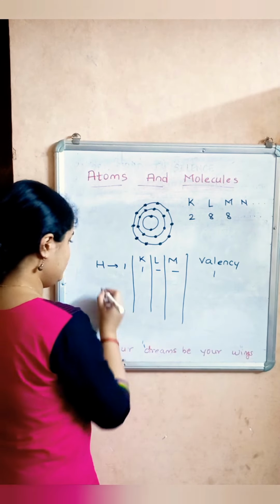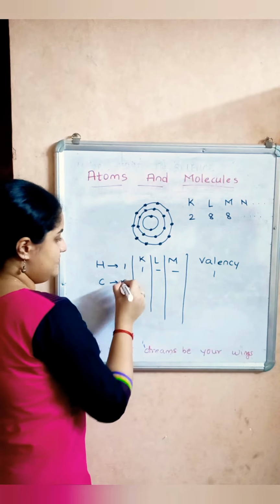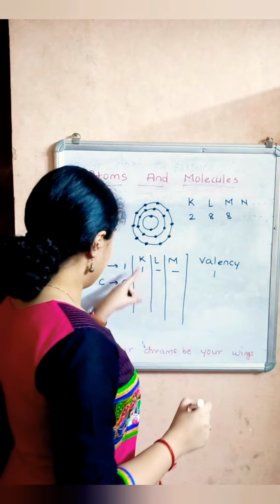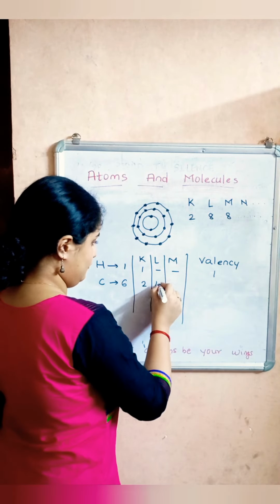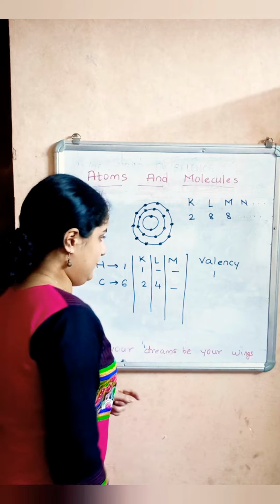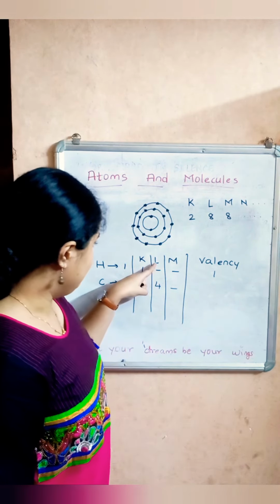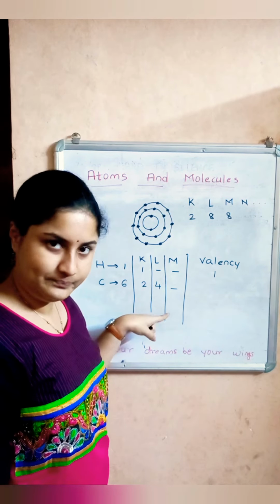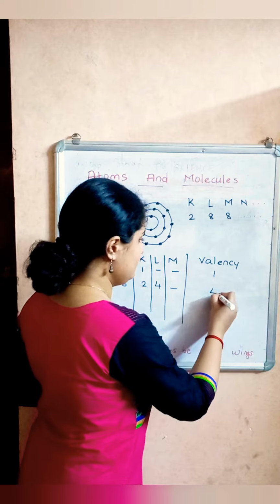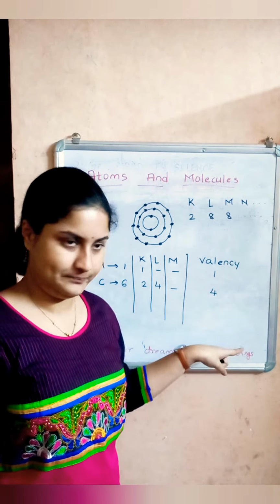Let us take one more. Now say suppose there is carbon. Its atomic number is 6, right? So how will the shells be filled? It will be 2 and 4, right? So what will be its valency? Now we know that maximum that can be filled in L is 8 and we have 4. So it has option either to gain 4 electrons or lose 4 electrons. So the valency is 4.